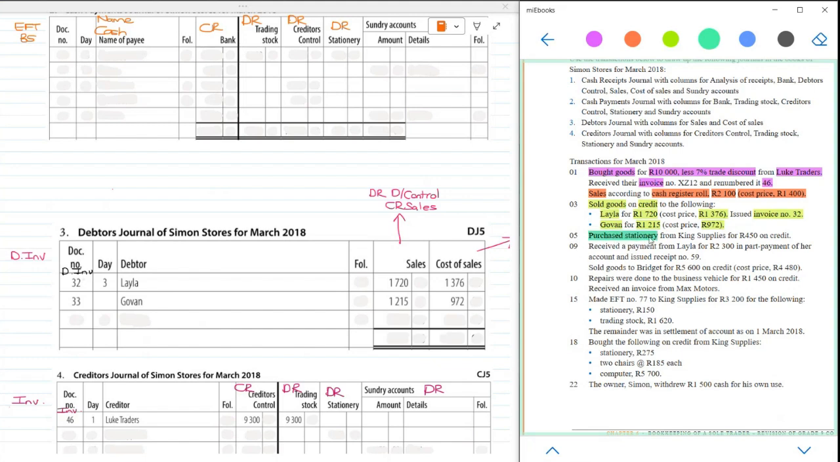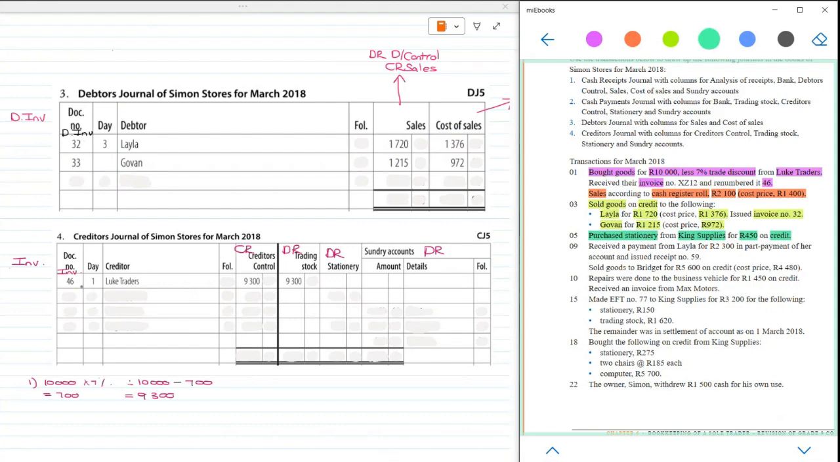Let's look at our transaction on the 5th. So we purchased stationery from King Supplies, 450 Rand on credit. Okay, so we bought on credit, meaning this is a CJ transaction. So in my CJ invoice, so we continue with our invoice here, number 47. The date is the 5th. We bought these goods from King Supplies. How much do we owe them? We owe them the 450. Okay, what did we buy? We bought stationery. So in my stationery column, 450 Rand.